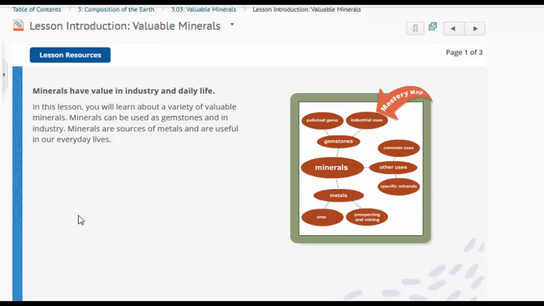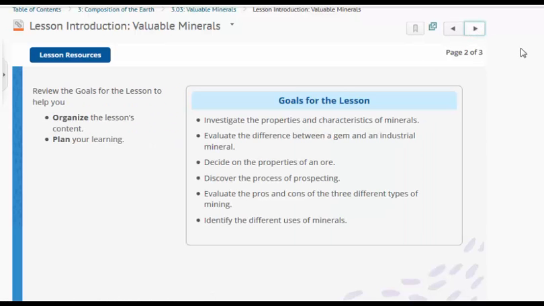We have been learning about minerals, and now let's learn about how they are useful to people in our everyday life. Maybe you've heard of gemstones, metals, or ores. Let's learn about them and how we get them out of the earth.